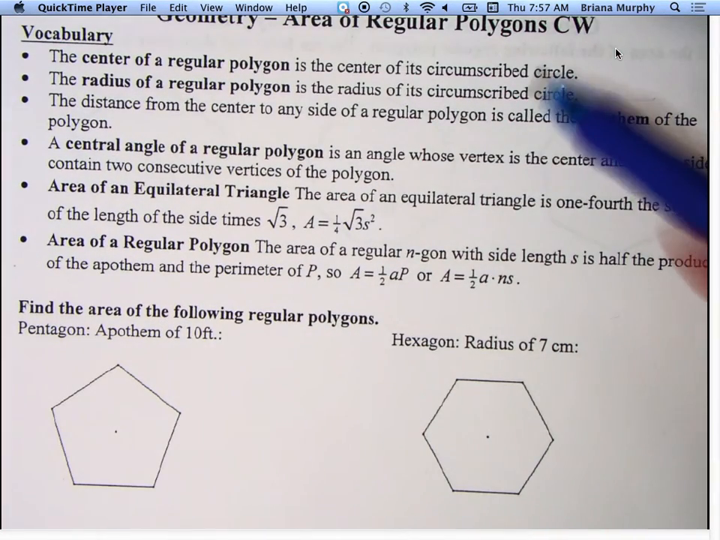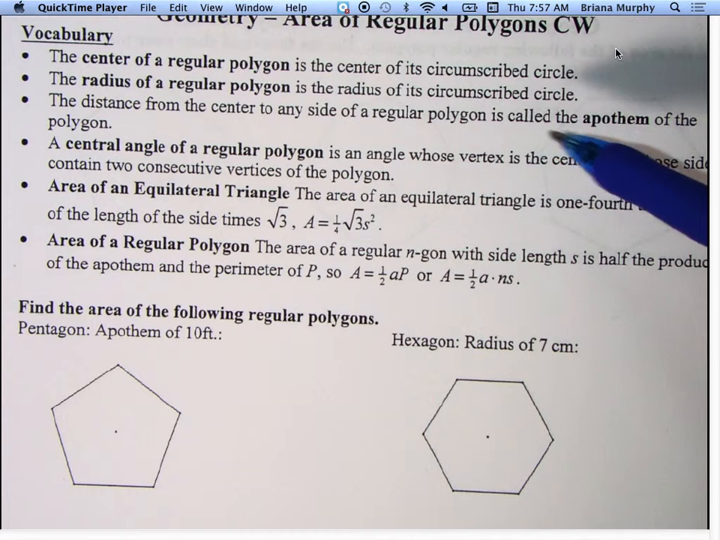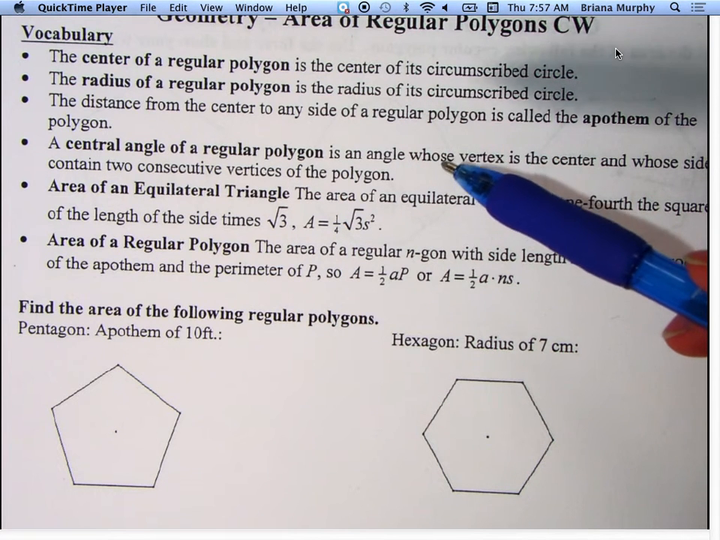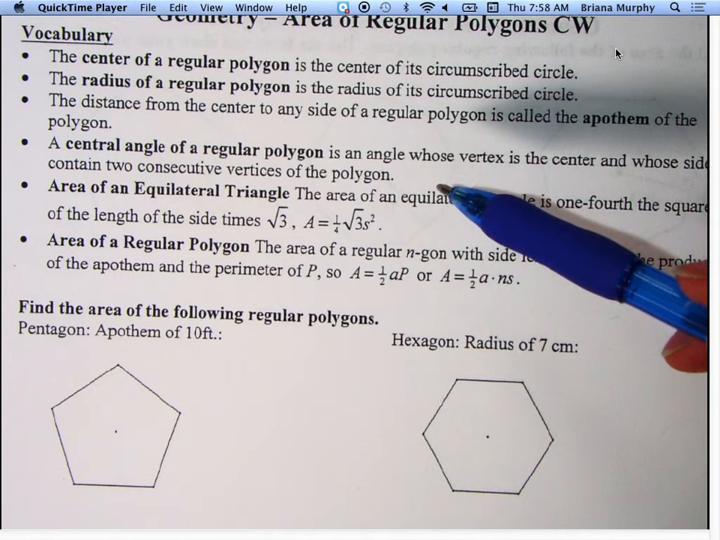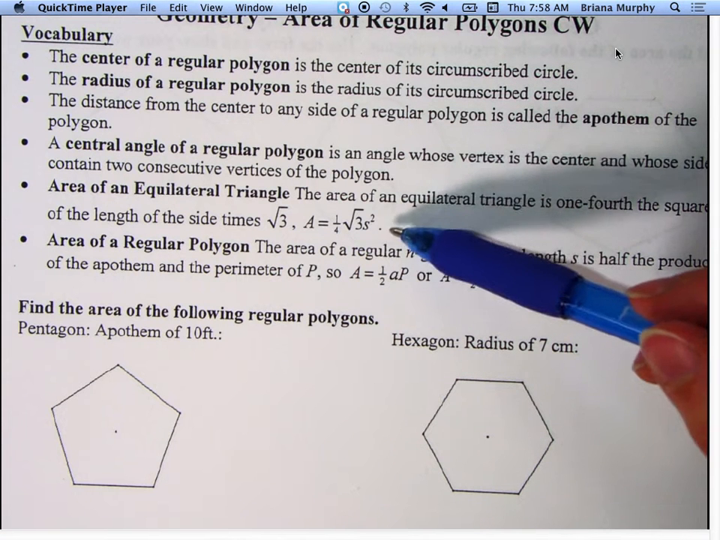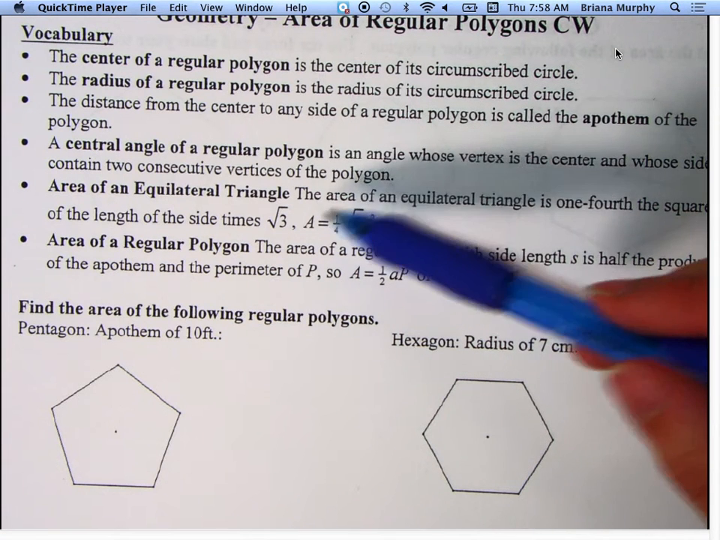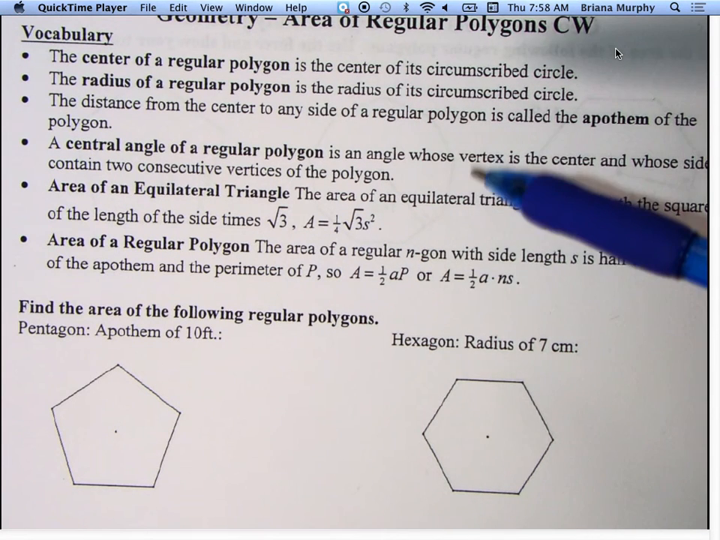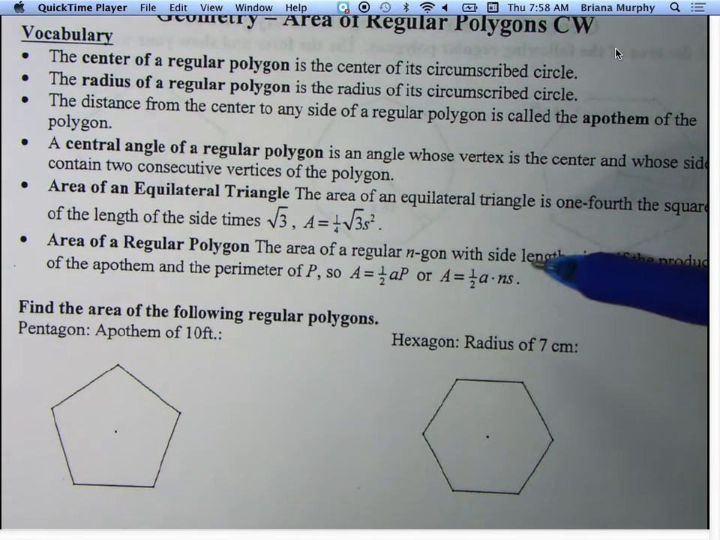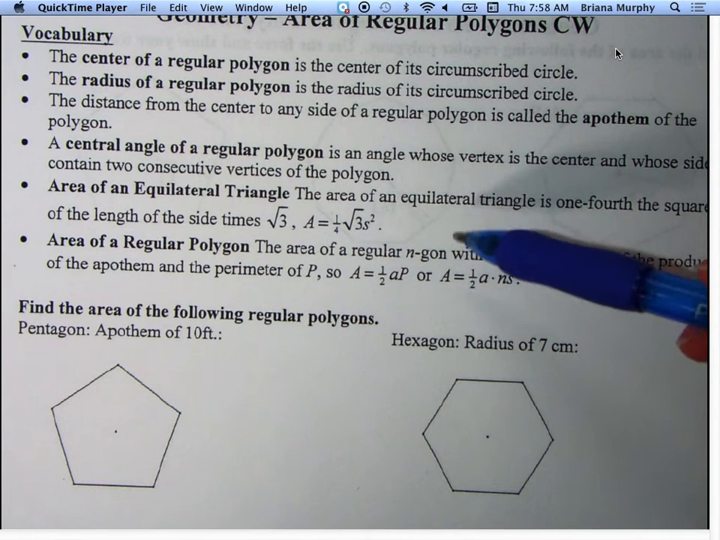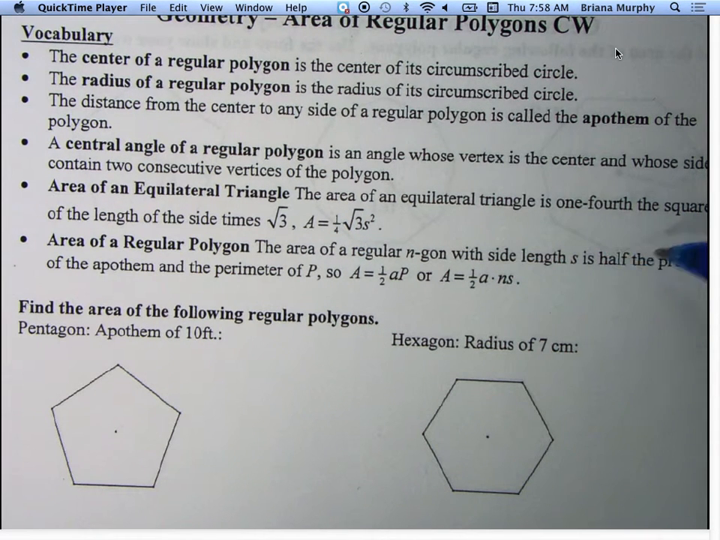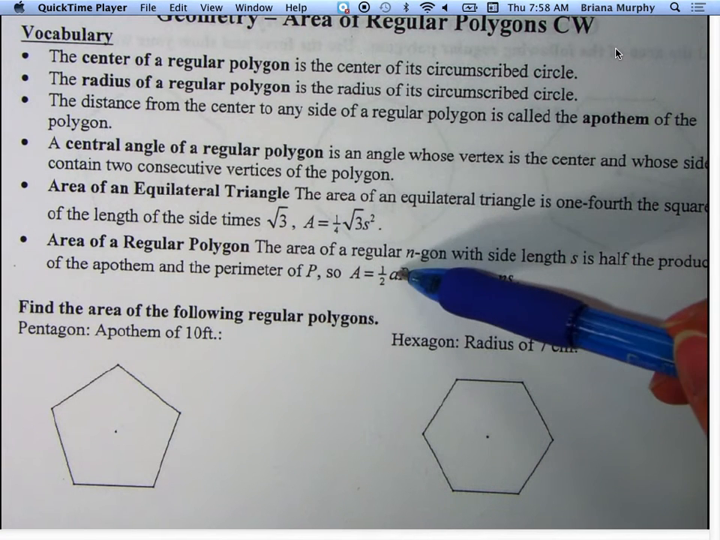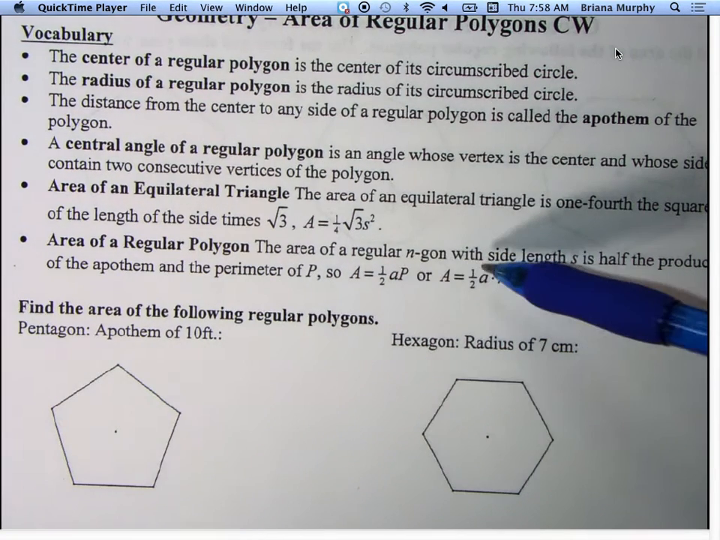A central angle of a regular polygon is an angle whose vertex is the center and whose sides contain 2 consecutive vertices of the polygon. Area of an equilateral triangle, we may use this. Area equals 1/4 square root 3 times the side length squared. And area of a regular polygon: the area of a regular nonagon with side length s is half the product of the apothem and the perimeter. So area equals 1/2 a times perimeter, or 1/2 a times the number of sides.